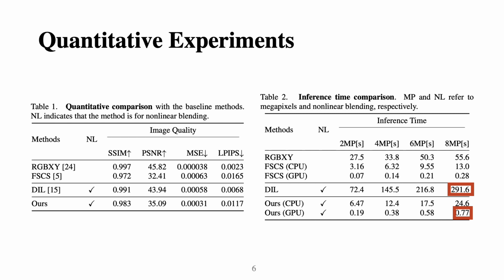Quantitative experiments demonstrate that our reconstruction quality is higher or comparable to other methods, including linear blending models, in Table 1. In Table 2, our proposed method achieves an inference speed 370 times faster than the state-of-the-art method of nonlinear image unblending, which uses computationally intensive iterative optimization.